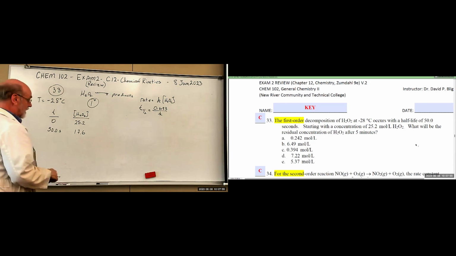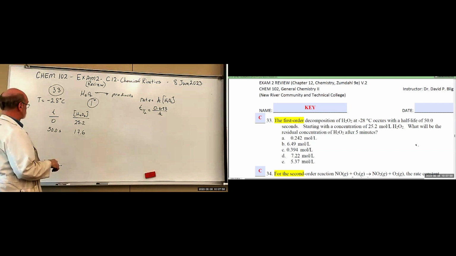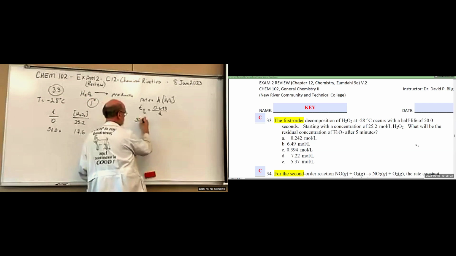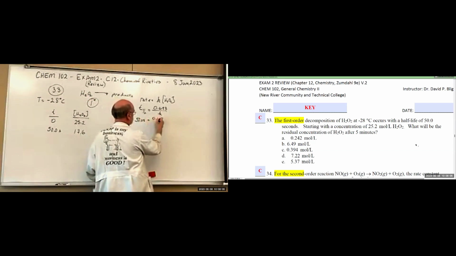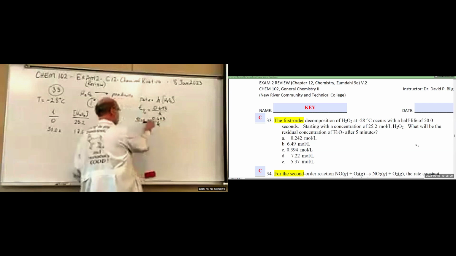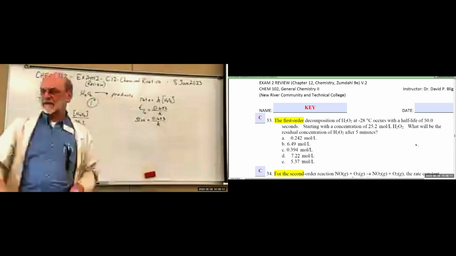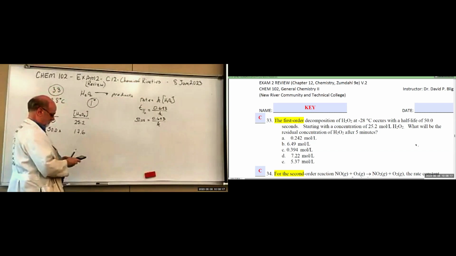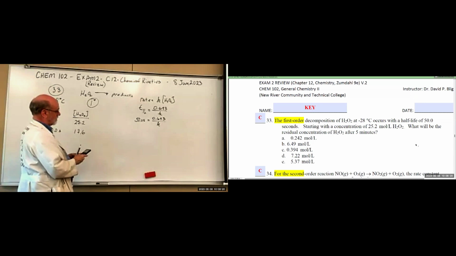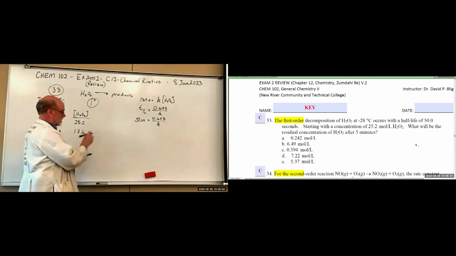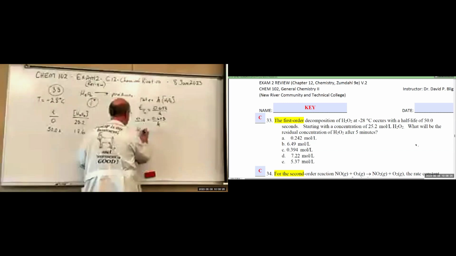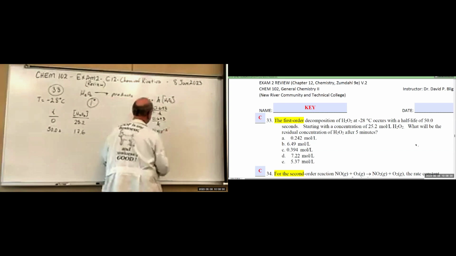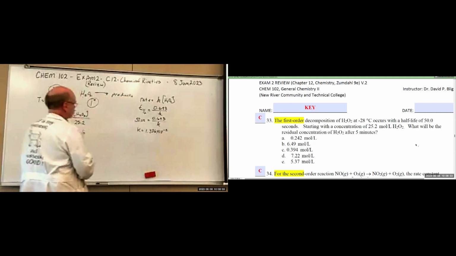All right, so we can figure out what K is. We know the half-life is 50 seconds. 0.693 over K. So K is equal to 0.693 divided by 50. And K is 1.386 times 10 to the minus 2. Okay.